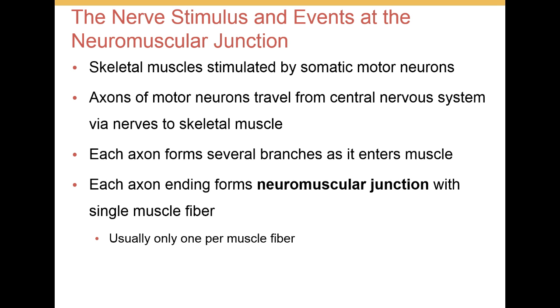Axons from those somatic motor neurons travel from the central nervous system, either the brain or the spinal cord, and will go out via nerves to the skeletal muscles. Each of those may branch several times as it gets into the muscle, but eventually the endings of those neurons, the axons, will form a junction with a single muscle fiber, a neuromuscular junction. Usually just one, but sometimes there are multiple. If it's a very long, very large muscle fiber, there may be several neuromuscular junctions associated with that muscle fiber. If it's a very small one, there may only be one.